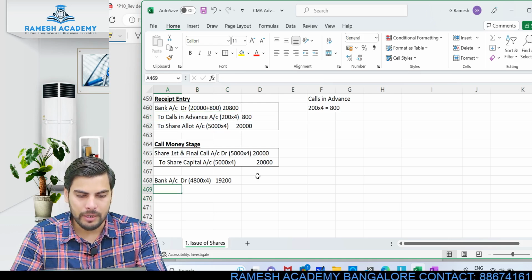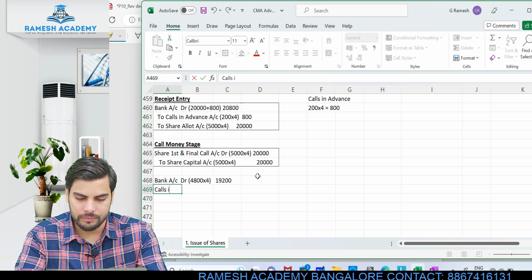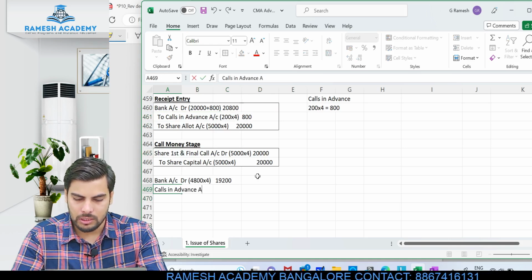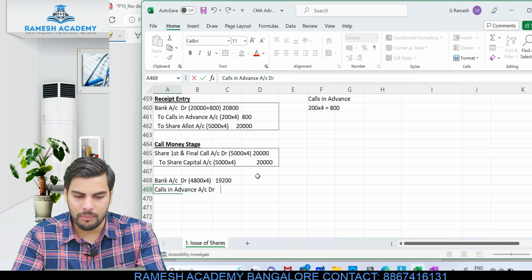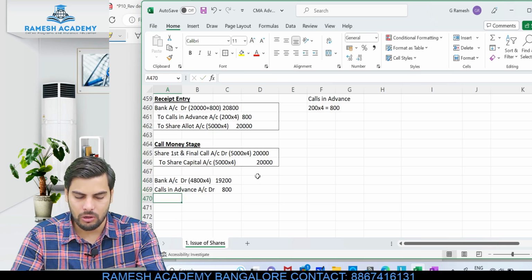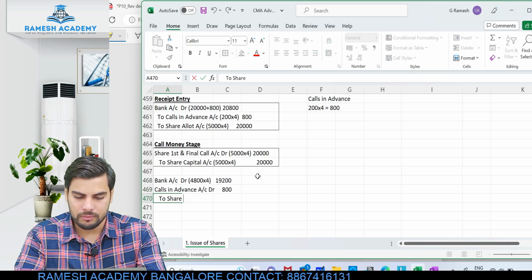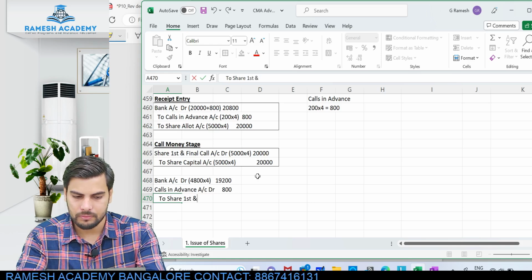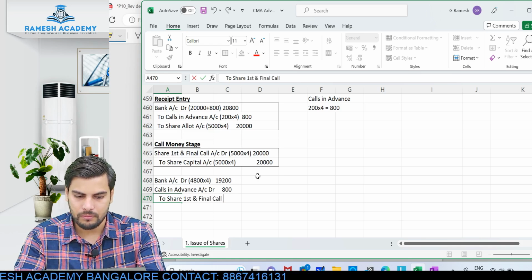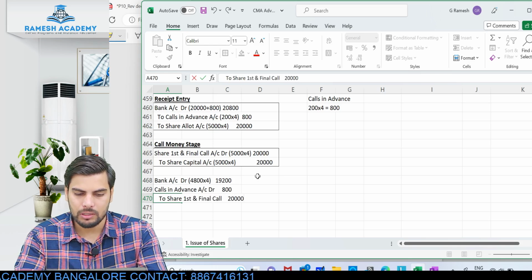So I'll be debiting calls in advance here. Calls in advance account debit, because this is the time wherein I need to adjust it. Calls in advance account debit to what? To share first and final call. So share first and final call is 20,000.